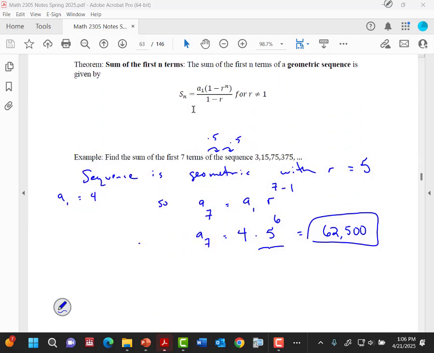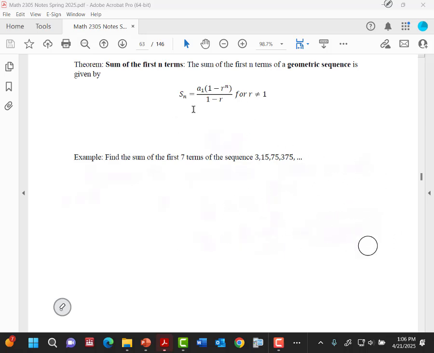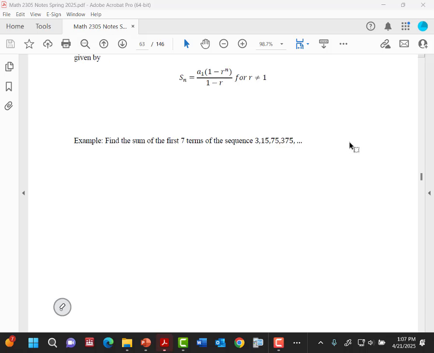Now, in the same way that we had a formula for the sum of an arithmetic sequence, we also have a formula for the sum of the first n terms of a geometric sequence. So S sub n, the sum of the first n terms, if I have a geometric sequence, equals a1, the first term, times 1 minus r to the n over 1 minus r, provided r is not 1. I can't have r be 1 because then I'd be dividing by 0. So let's use this to answer the next example.